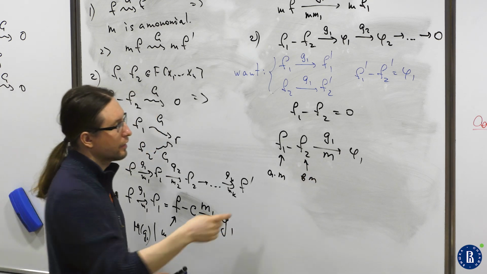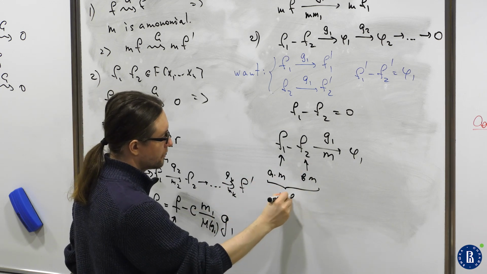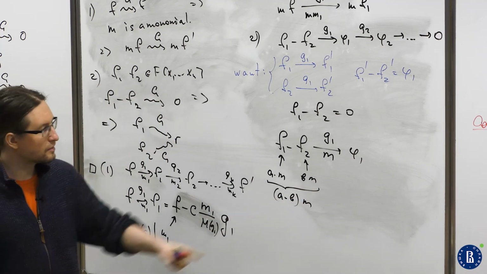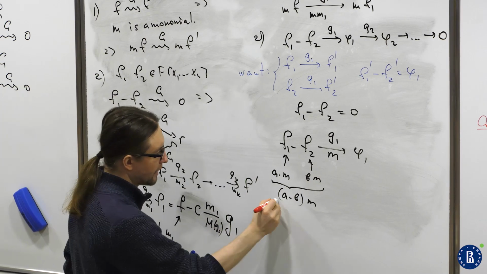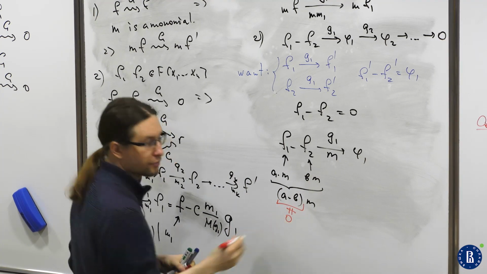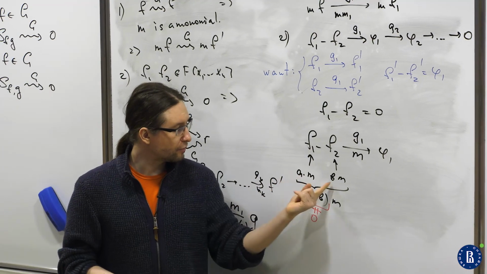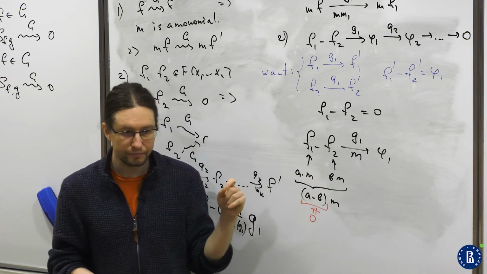Now, the monomial M in the difference will be with coefficient A minus B. And since the reduction was possible, this coefficient A minus B is not 0, which means at least one of these two coefficients is also non-zero, because they both cannot be 0.